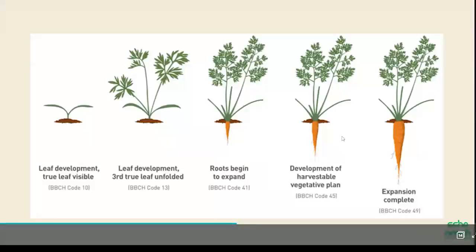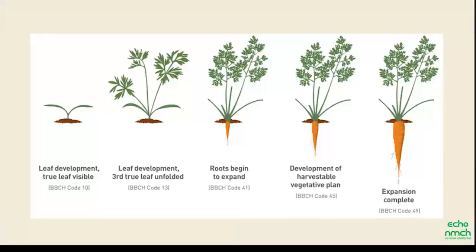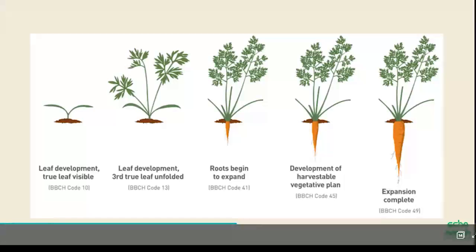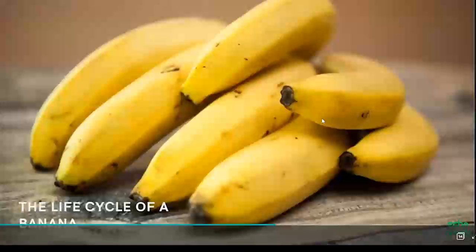There is leaf development, and then there's unfolding, and that's when the root begins to expand, which is basically the carrot. Then the development of harvestable vegetative plant, and then the expansion is finally complete, which includes the carrot.